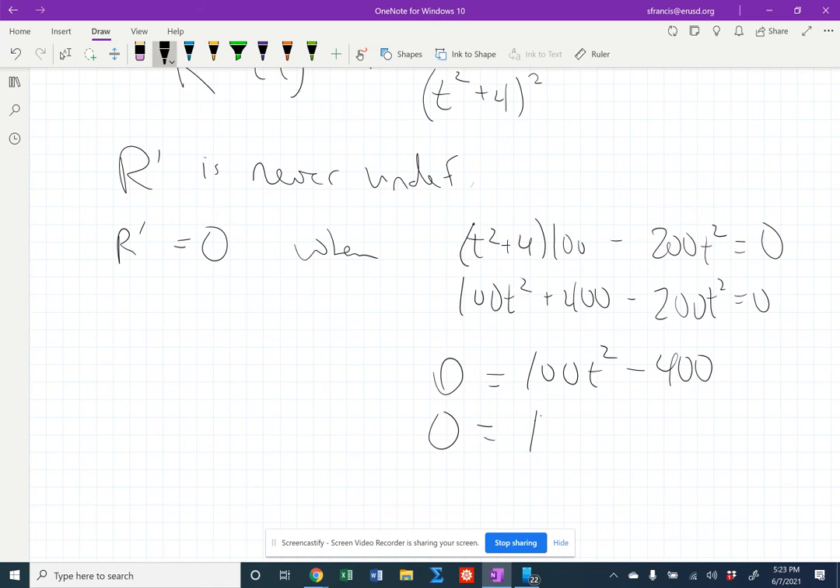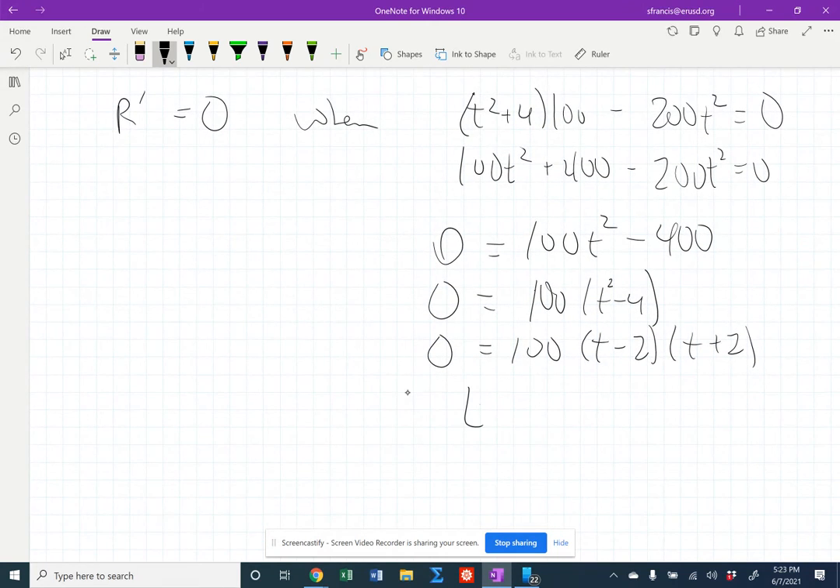Factor out 100. So we get t squared minus 4, so we get t minus 2 and t plus 2. And so the only reasonable, we're looking between 0 and 10. So negative 2, just throw it out. That's a possible solution here, but it's not part of where we're looking. So there's only one critical number between 0 and 10.